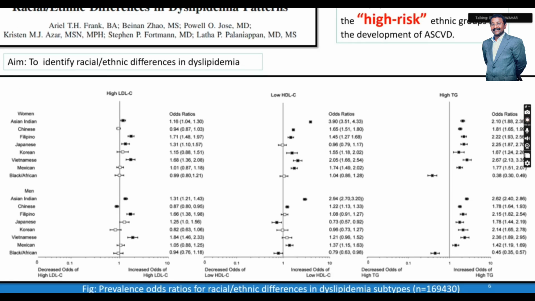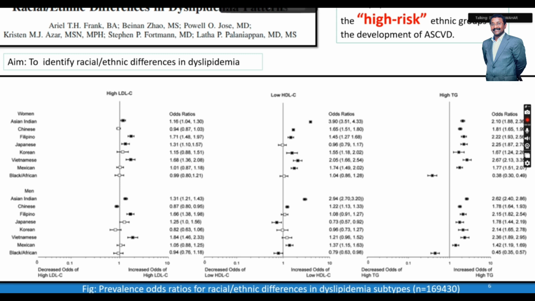As I told you, the Indian population is a high-risk ethnic group for the development of atherosclerotic cardiovascular disease. So even though you do not have any family history of dyslipidemia, being of Indian genes itself puts you at high risk of the complications of atherosclerotic cardiovascular disease. If you see here, they have given high LDL-C cholesterol, low HDL-C cholesterol, the protective cholesterol, at a lower level, and high triglyceride cholesterol.